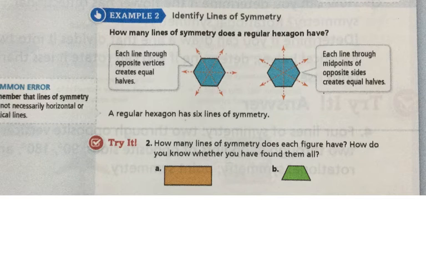Two? Where are they? A horizontal line through the midpoints here, and a vertical line through the midpoints here. What if you do it from the top left corner to the bottom right corner, and the top right to the bottom left? No, because the shape would not work. You think here? No.